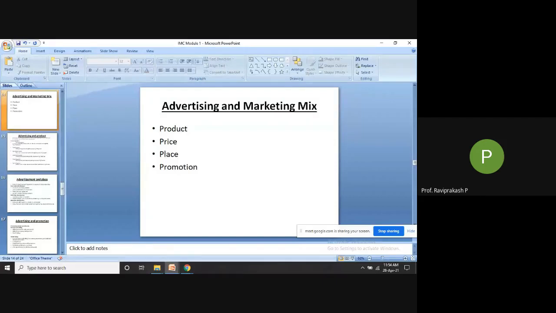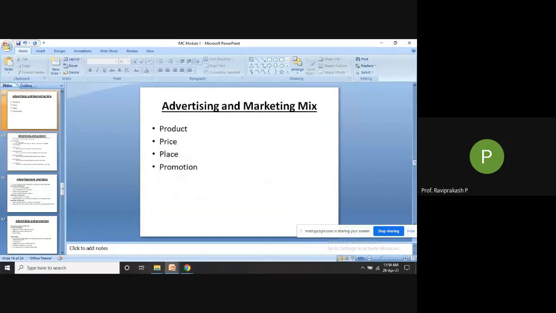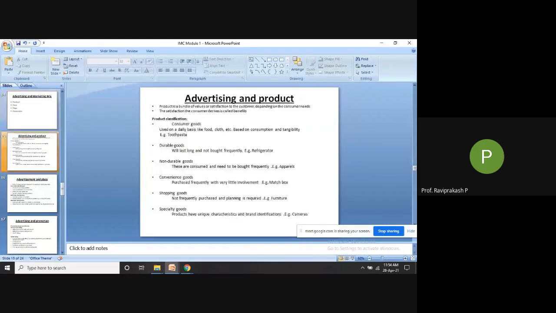So next, if we see advertising and product. If you see the four things: product, price, place, and promotion, the first one is advertising and the product. Product is a bundle of values, satisfaction to the customer, depending on the consumer needs. The satisfaction the customer derives is called the benefits. So what benefits does a particular consumer have? He basically has the satisfaction of his needs being met.